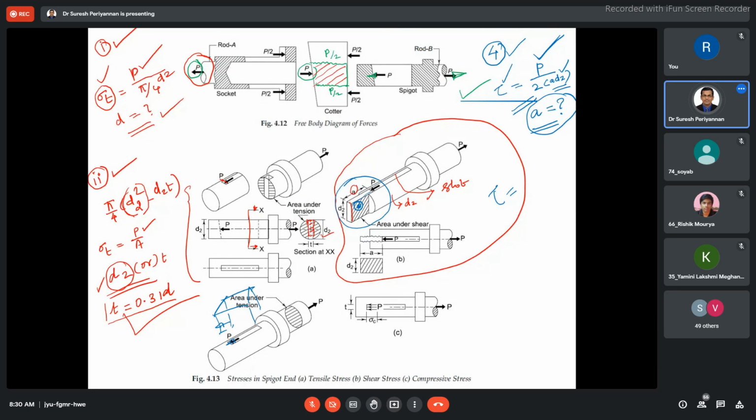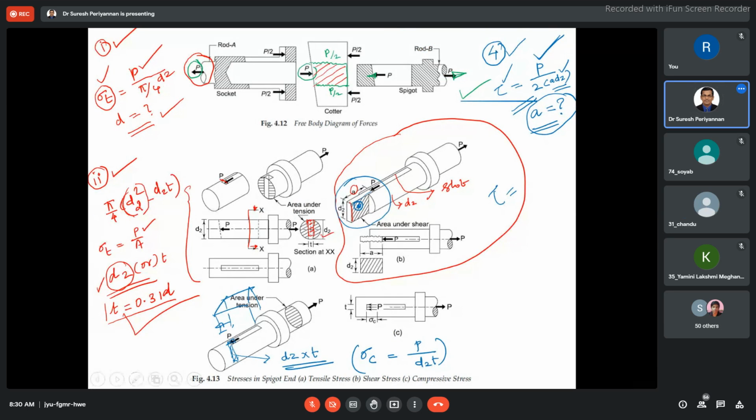That's what we are saying. This region is crushing. Then, if we extend this region, what is the area of this region? D2 into T. Now, what is the crushing stress? Sigma C is equal to the load acting, P by D2 into T. This region.